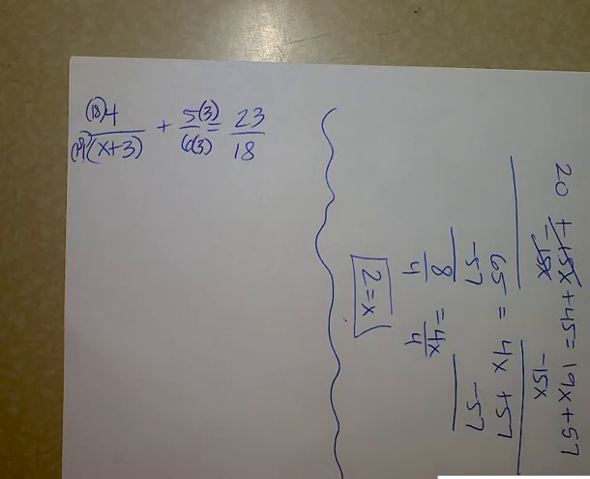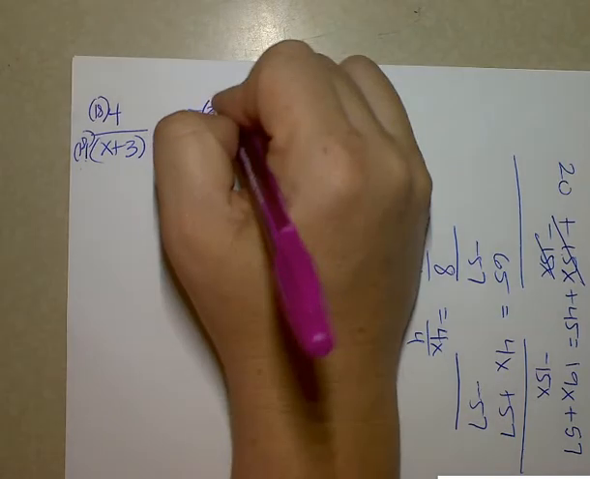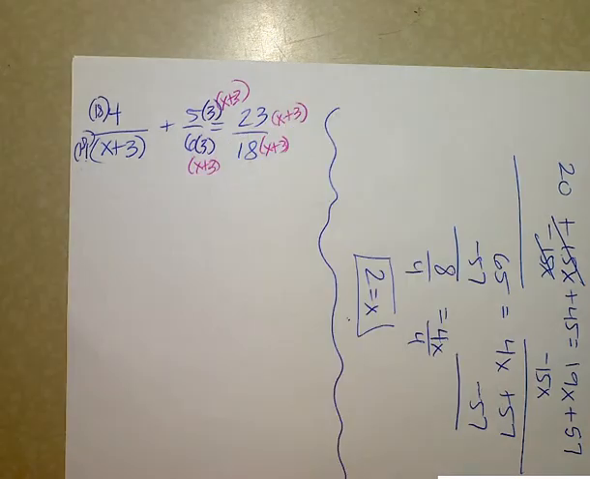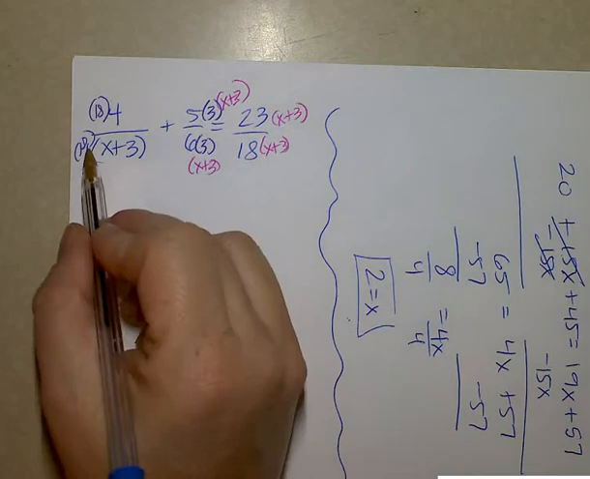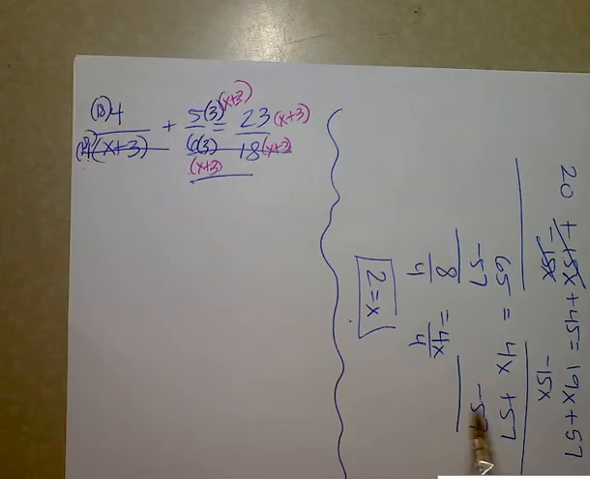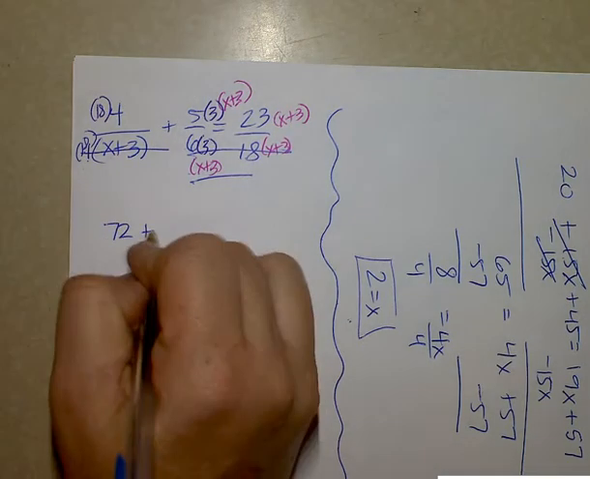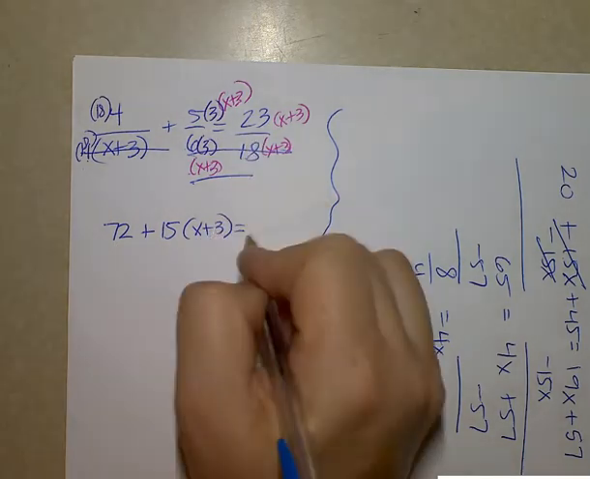They need to all have the quantity x plus 3 that goes together. The first group already has it. I'm going to attach x plus 3 to the second group and to the third group. Now I'm going to cross out the bottom because they all have 18 times x plus 3. Cancel out the denominator, and I'm only going to focus on the numerator. 18 times 4 is 72. 5 times 3 is 15 times the quantity x plus 3 equals 23 times the quantity x plus 3.